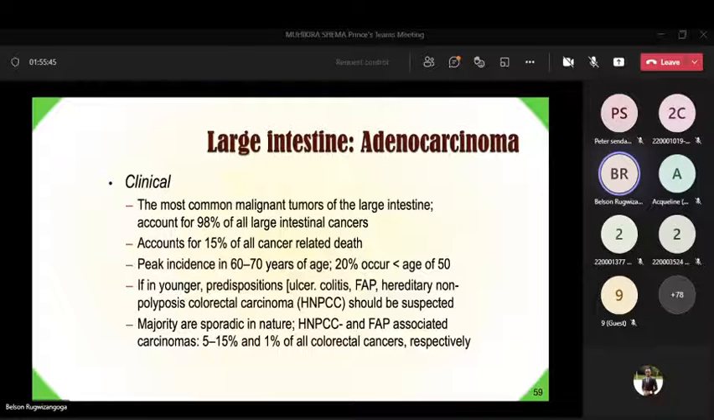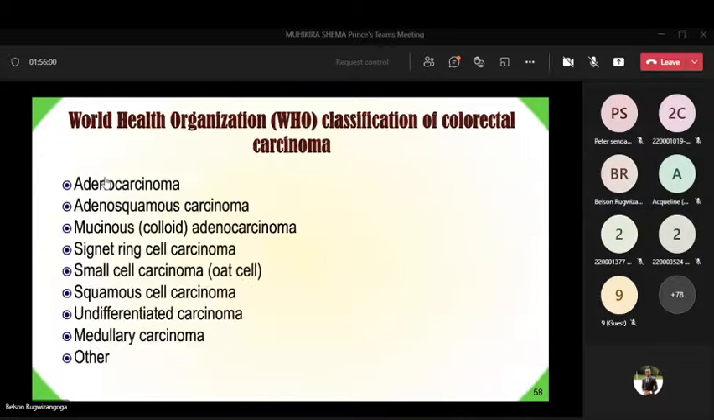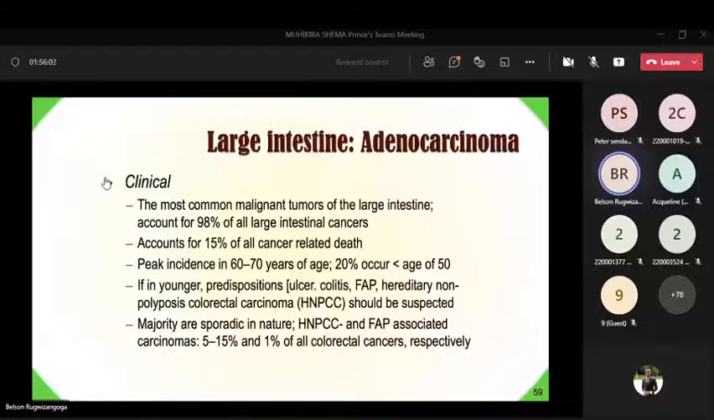So if we talk about adenocarcinoma, the clinical presentation of these cancers: they are the most common malignant tumors of the large intestine. So here we are talking about the large intestine. It accounts for 98% of all colon cancers, and accounts for 15% of all cancer-related deaths. Meaning that some which are diagnosed will not cause death. If they are diagnosed as early as possible, these patients will be cured.